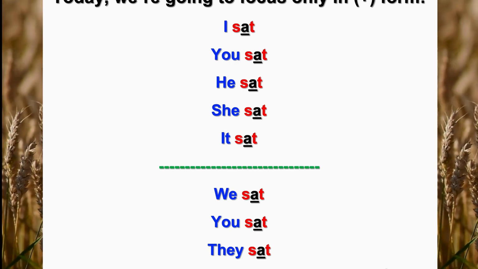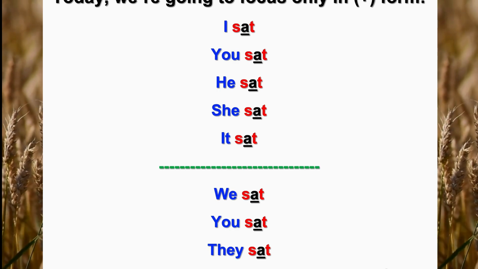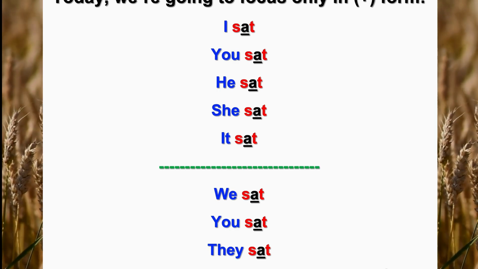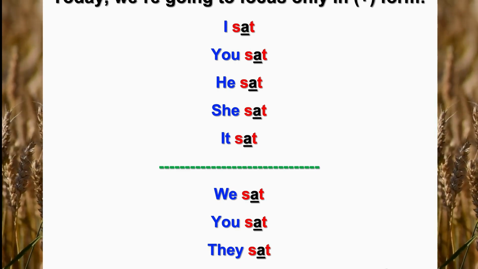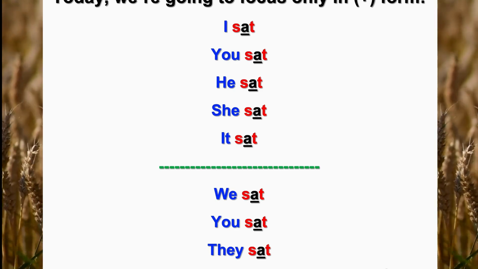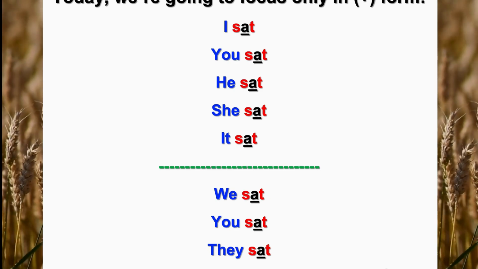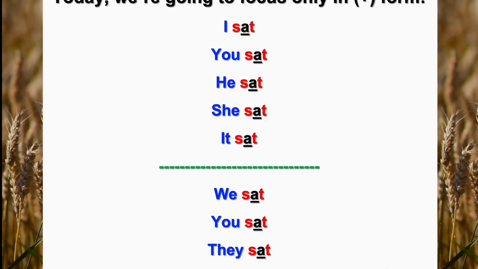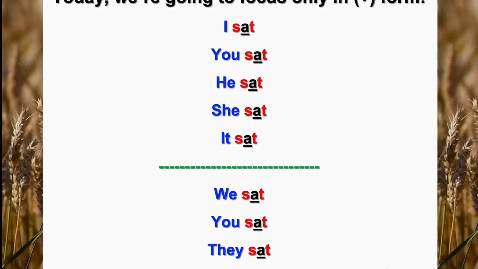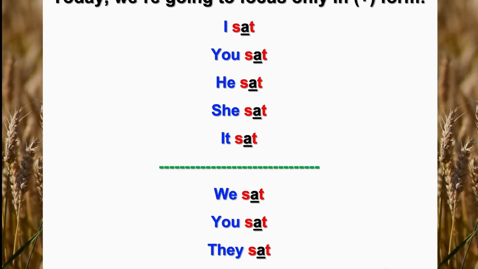Let's go to the question. Some students may write, did you sat? It's not correct. The correct question is, did you sit? So, regular verbs or irregular verbs, the past form of the verb, we use it just in the positive form. We don't use it in the negative, and we don't use it in the question. I hope you understood this point.